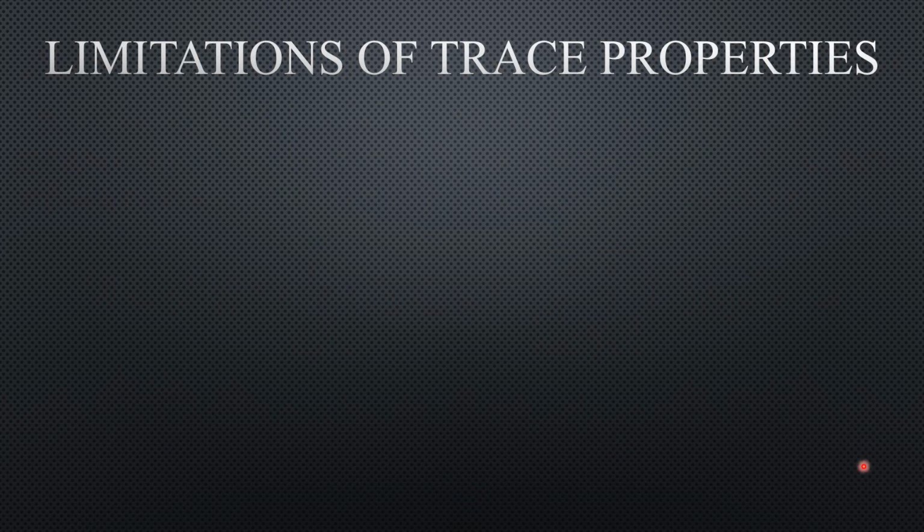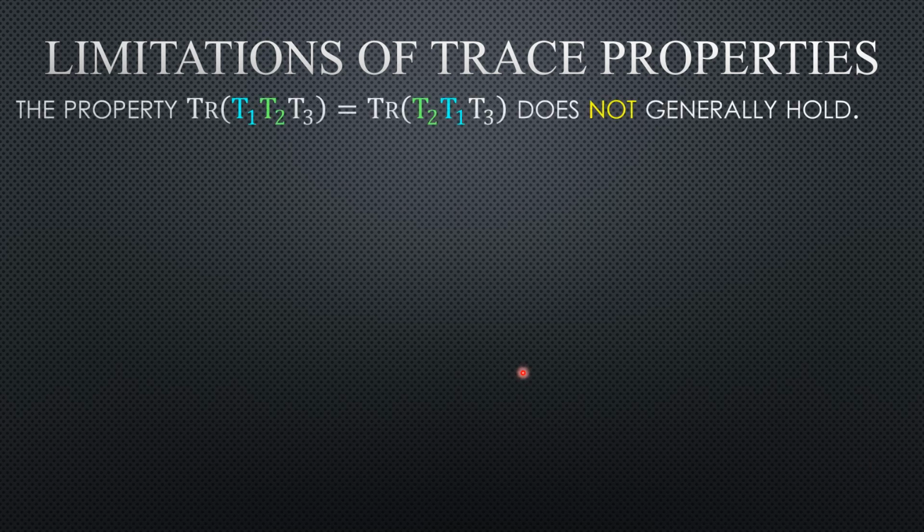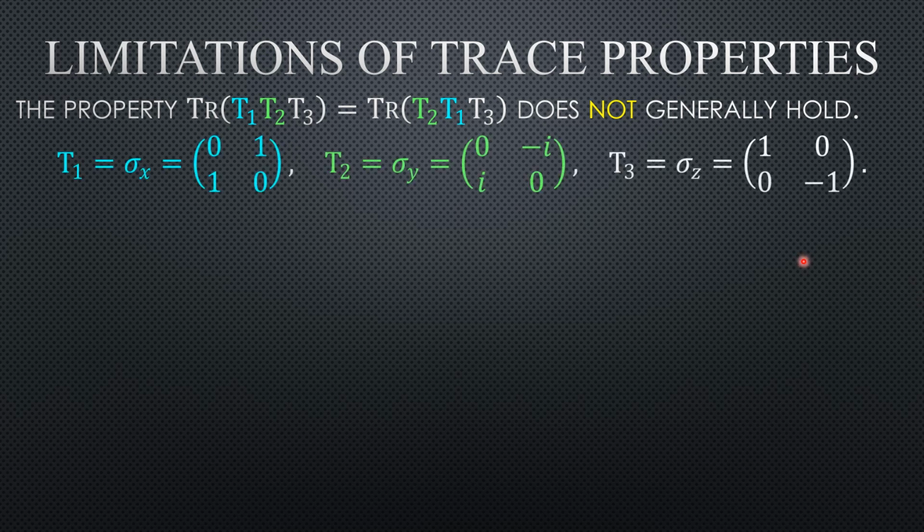However, there are limitations of this trace property. It's important to note that the cyclic property of trace does not extend to arbitrary permutations of matrix products. The property here does not generally hold. A notable counterexample is provided by the Pauli spin matrices, where we have T1, T2, T3 defined by the spin X, spin Y, and spin Z matrices respectively.